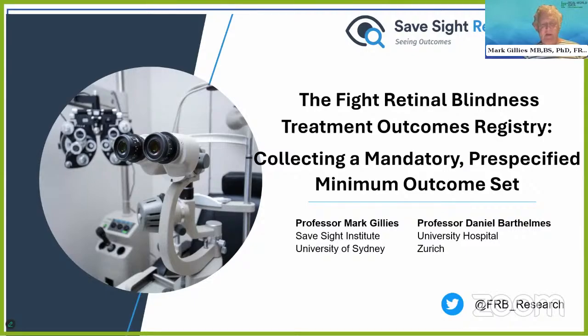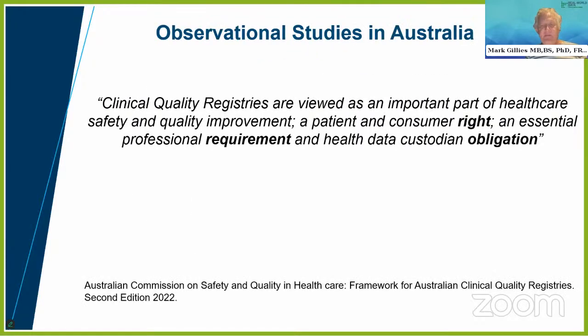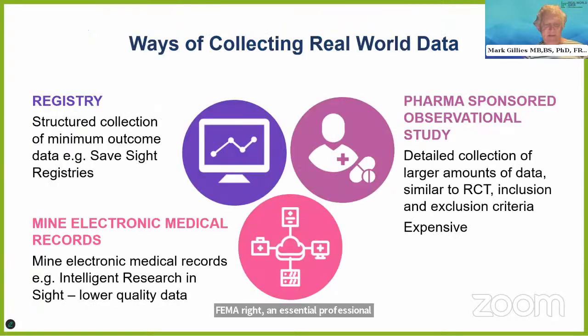I'm talking about our approach where we collect a mandatory pre-specified minimum outcome set, which produces much higher quality data than are often available in our field. This is where the funding comes from for the project. So we take observational studies in Australia very seriously. This statement by the Australian Commission on Safety and Quality says that registries are viewed as an important part of healthcare safety and quality improvement, a patient and consumer right, an essential professional requirement, and a health data custodian obligation.